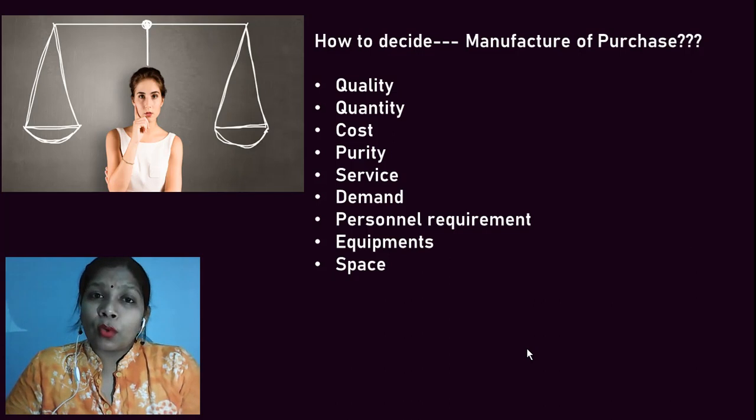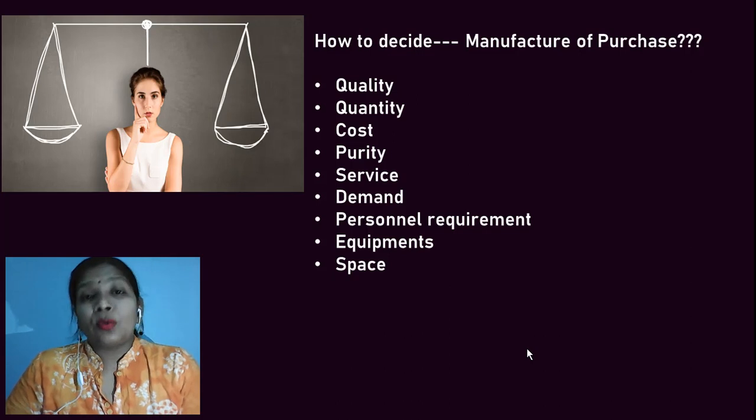Next is the personnel requirement. Definitely, if you want to establish a manufacturing unit in the hospital, you need to appoint some qualified personnel who can handle the manufacturing. And next is the equipment. You need to have highly qualified equipment, as recommended by GMP. You need to follow GLP rules also, so that you can manufacture according to our Schedule M.